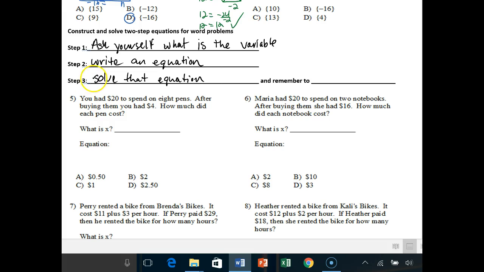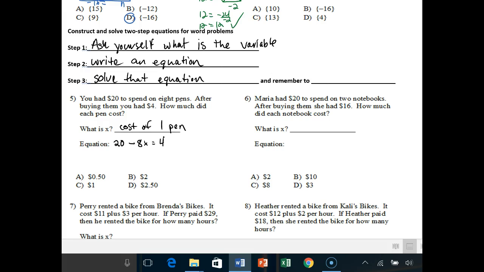So if you had $20 to spend on 8 pens, after buying them you only had $4 left. How much did each pen cost? So x is the cost of 1 pen, we'll say. Now if I wanted to write an equation, I could write something like this. I had $20, and when I spend it on 8 pens, minus 8 pens, but I don't know how much those cost, I'm left with $4.